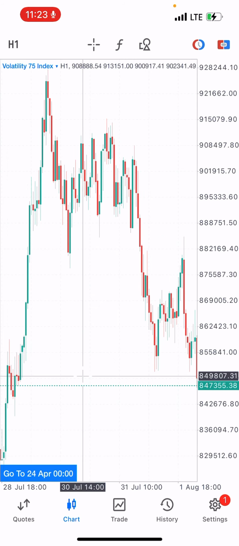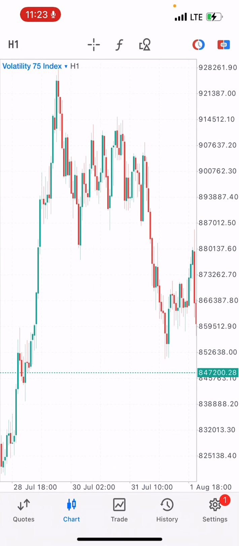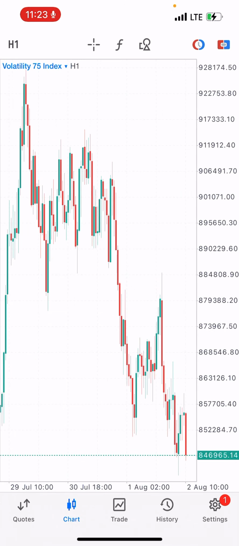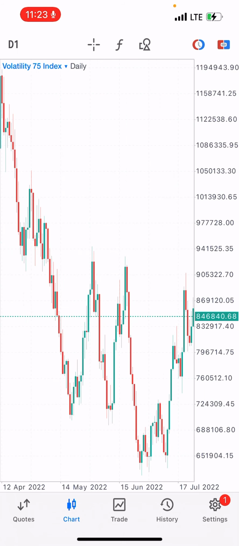Exactly. So from the 1 hour time frame, it's still moving down, so it needs to break through this level before we can conclude that, yeah, it's gonna sell. But guys, for the Stepindex, it is clearly a sell.